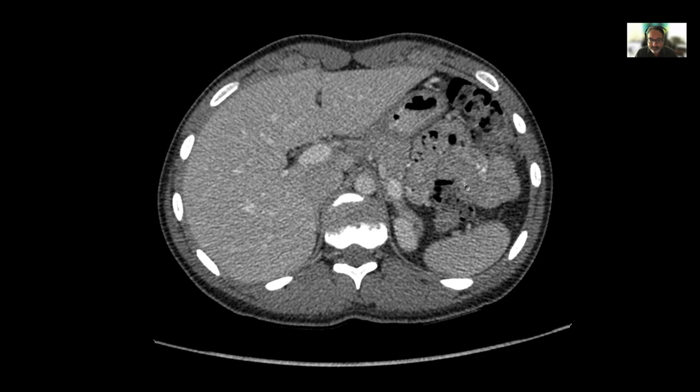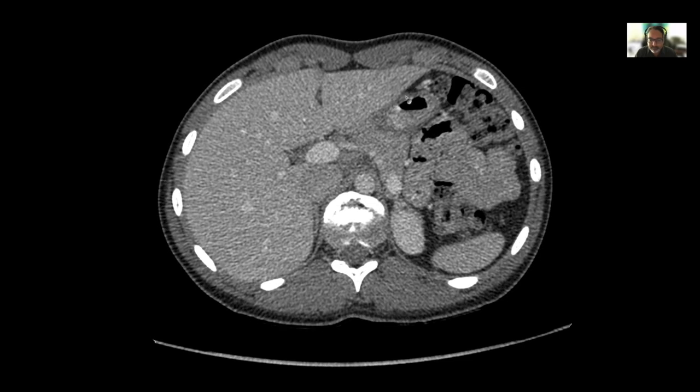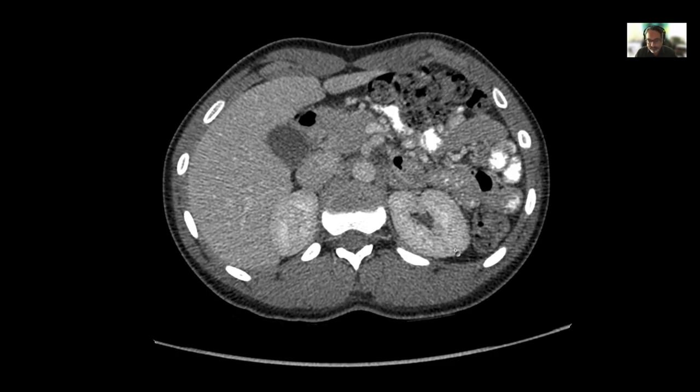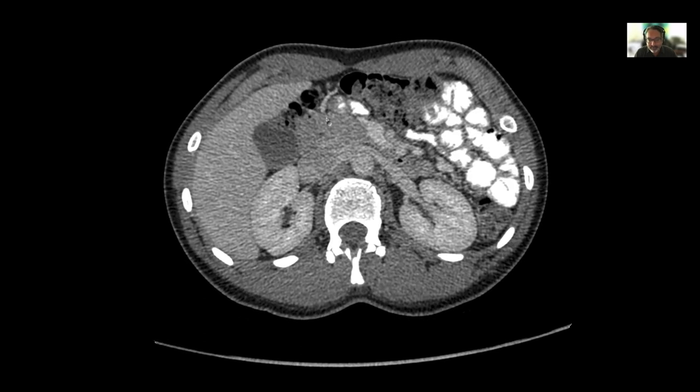Let's go a bit further down. Now that's the antrum of the stomach. That is the descending colon. That is the transverse colon. And this is jejunal loops. Now if we keep going further down, the stomach, you can see, is gone. That's the descending colon. That is jejunum. That is jejunum. That is the duodenum. And that is the transverse colon. Now, if you keep going a bit further down, that is still duodenum here.